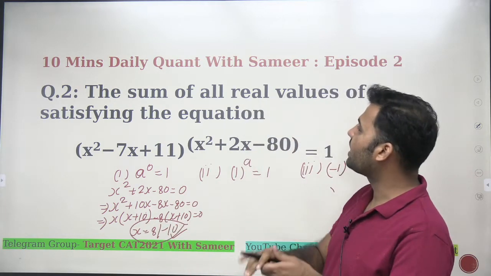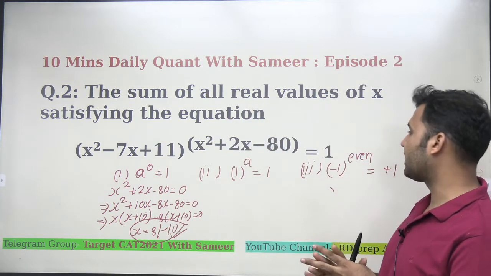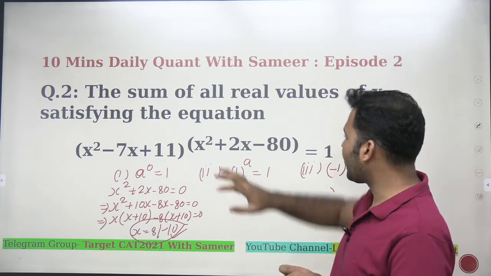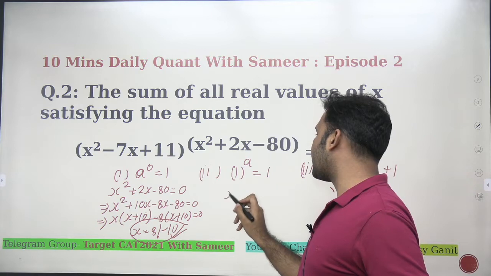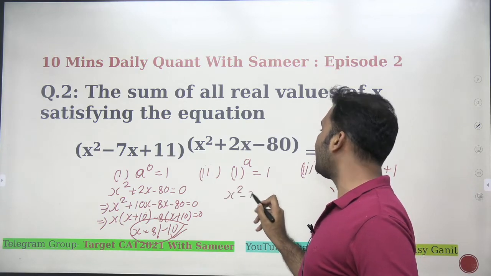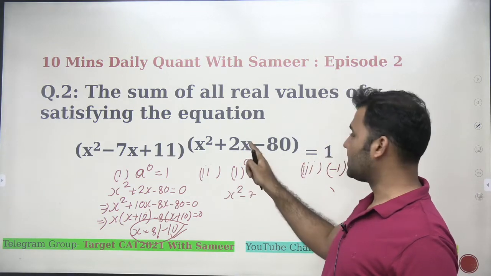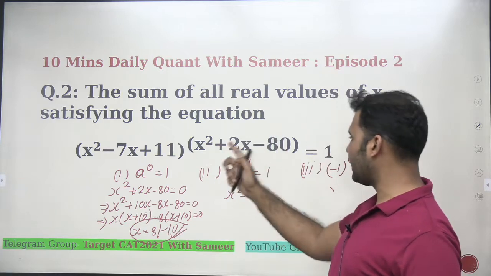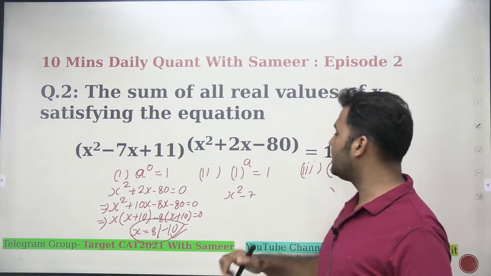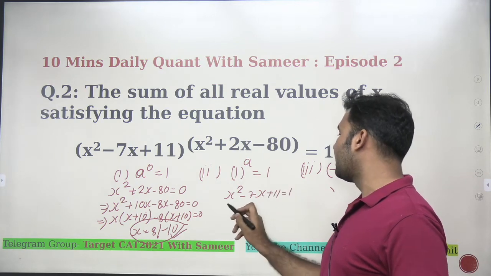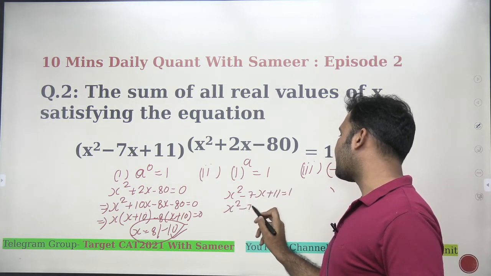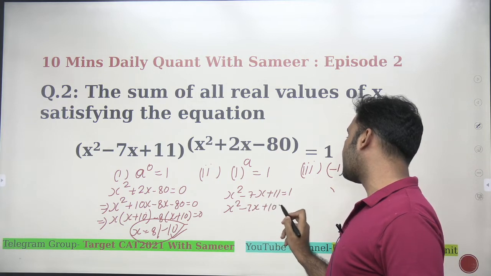But then I need to find out the sum of all possible real values of x. Now I'll go to the second case. Whatever is this power, if the base is equal to 1, right? Again, the right hand side will always be equal to 1 for any power of this expression. Whatever the value of the exponent, if I can make the base equal to 1, x square minus 7x plus 11 is equal to 1. Now this is x square minus 7x plus 10 is equal to 0.